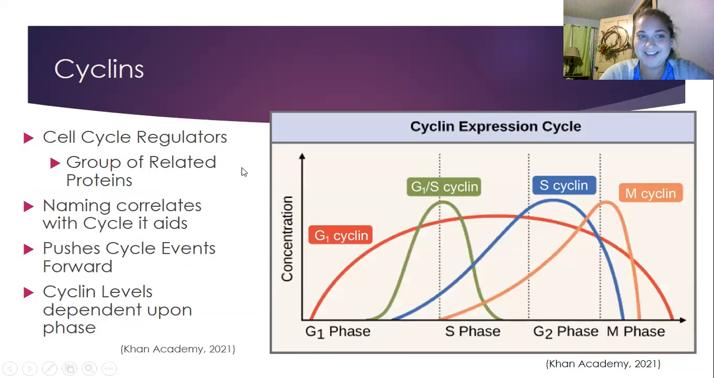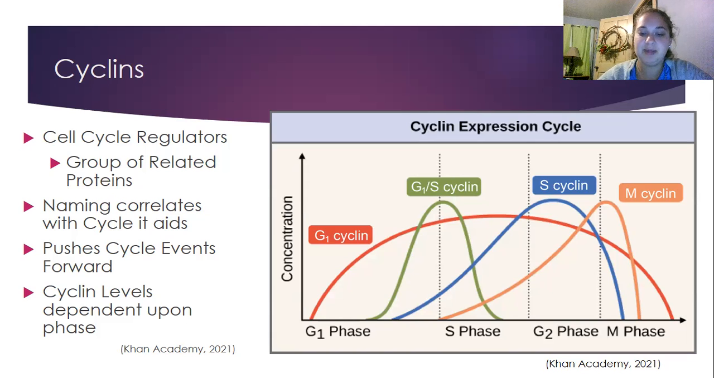So diving right in, cyclins. Cyclins are cell cycle regulators and considered one of the most important. They are a group of related proteins. In humans, there are 4 different related protein groups: our G1, our G1/S, our S, and our M cyclins. As you can tell by the names, each cyclin goes with the phase, transition, or set of phases it is named after. The cyclin aids in pushing forward the events in the cell that take place during that phase.